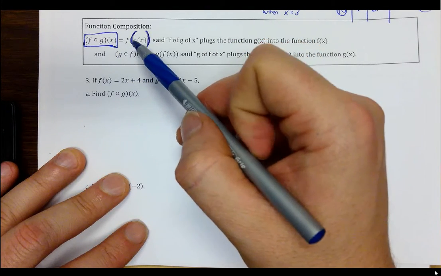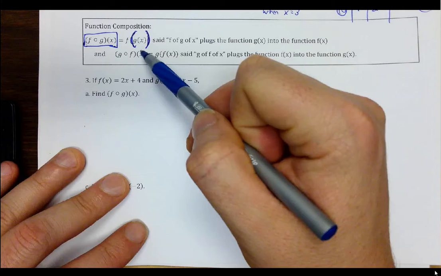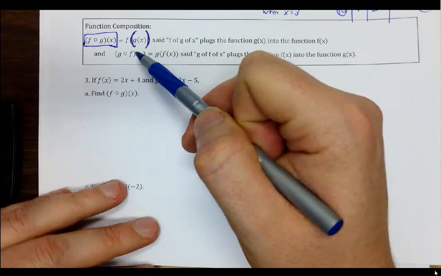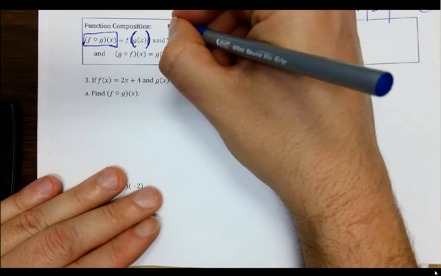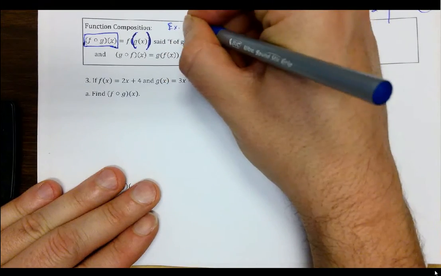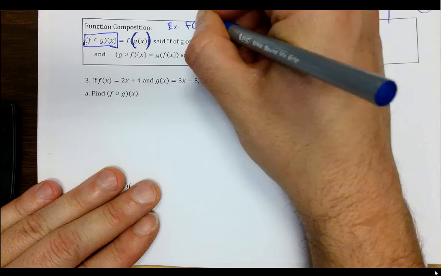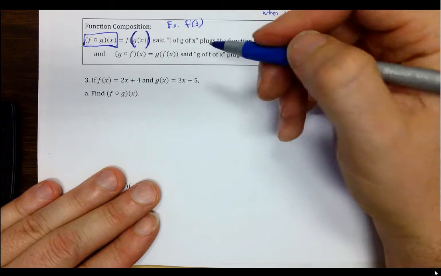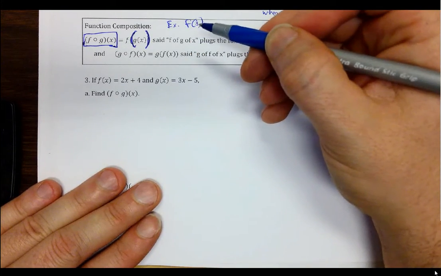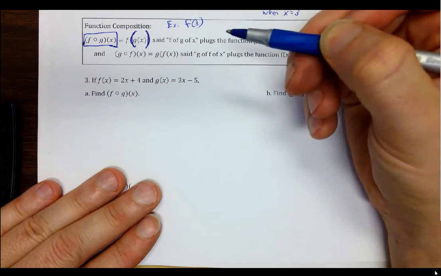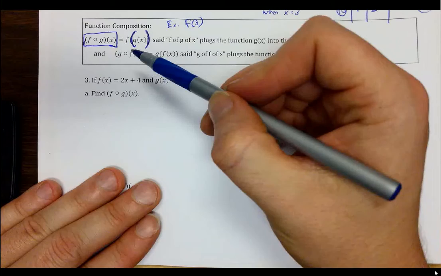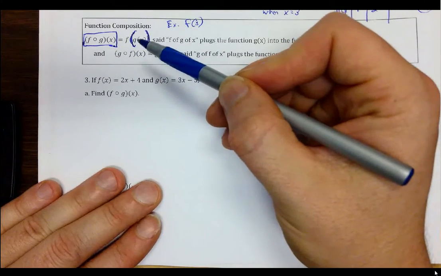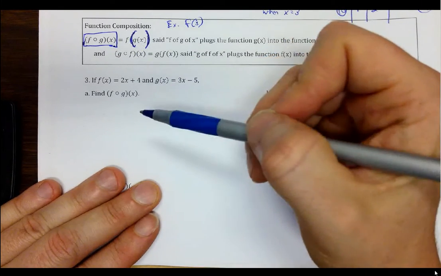If I have f of something, like for instance I ask you to evaluate f at some point, for example if I ask you to find f of 3, what am I asking you to do? I'm asking you to take 3 and plug it into your function, plugging it into f wherever there's an x value. We're doing the same thing here, but we're taking another function and plugging it into f.